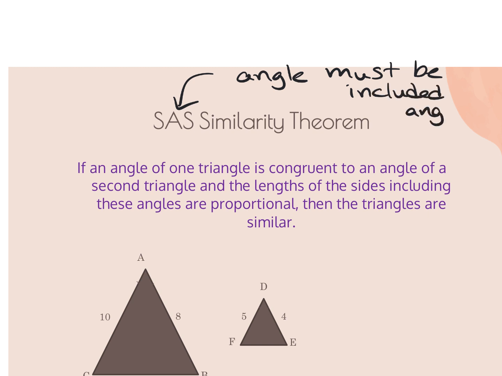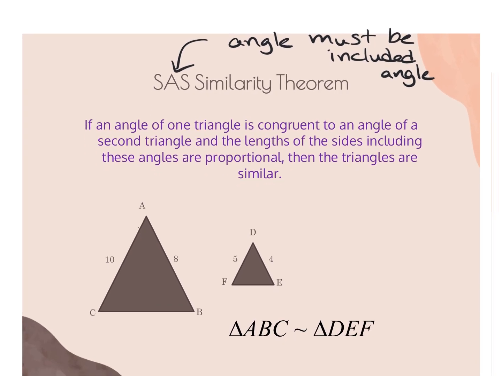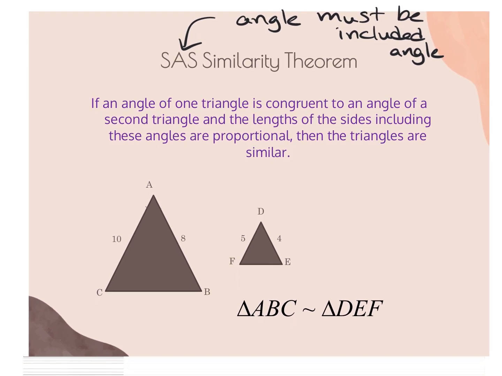And remember, that's going to be the angle that's formed by the two proportional sides. So in this particular picture, you would need to have been given that angle A is congruent to angle D, because the sides that are going to be proportional here are AC is proportional to DF, and AB is proportional to DE.